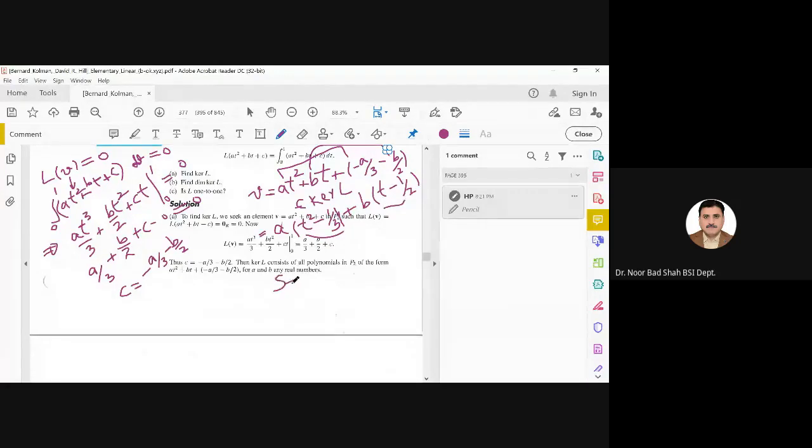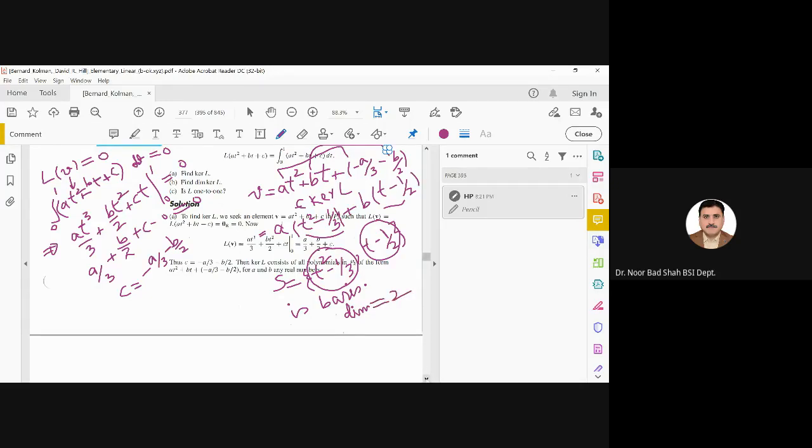That is, S is equal to T squared minus 1 by 3 and T minus 1 by 2. That is the basis for the kernel, which is the second part of it. And what is the dimension of it? That's the second part, because for dimension, we need to find the basis first. So this is the basis. Dimension is how many elements we have in the basis. There are 2 elements in the basis, so the dimension of the kernel is equal to 2.